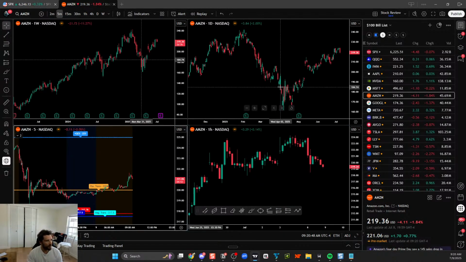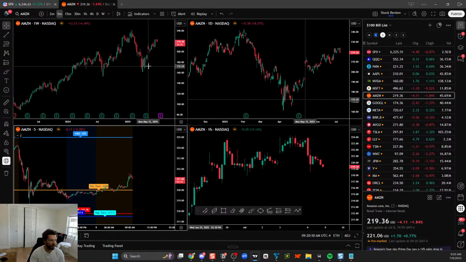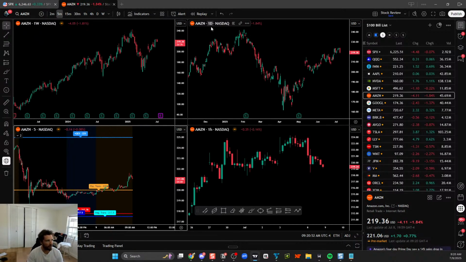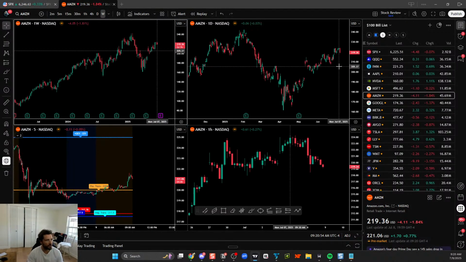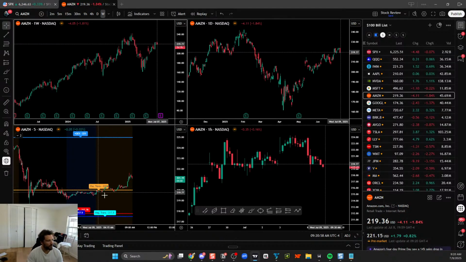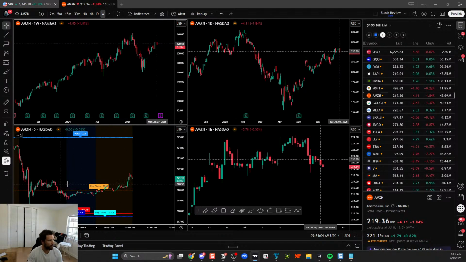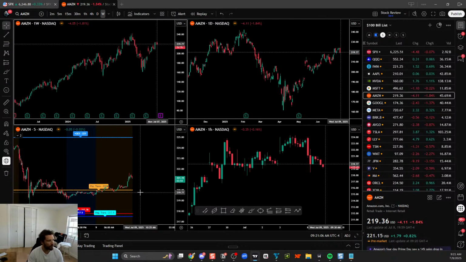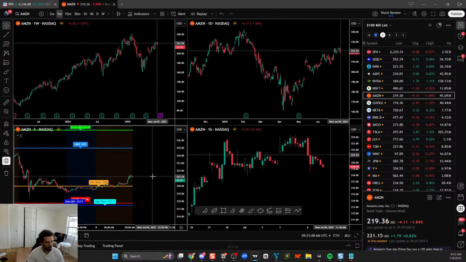Looking at Amazon, so a lot more constructive setup just because it's not at all-time highs yet. A couple weeks of consolidation. Trading above its P-Trans level at 220. Has some respect for that in the pre-market. A lot of interaction around 220. Even yesterday, spent a lot of time around 220. So if 220 holds, look for a move up to 225.